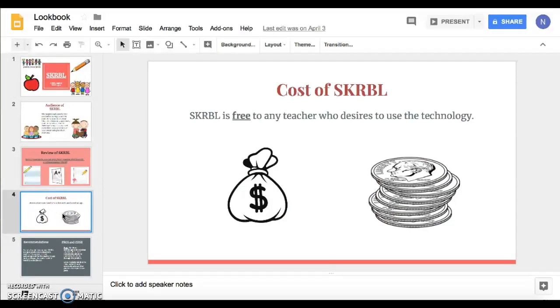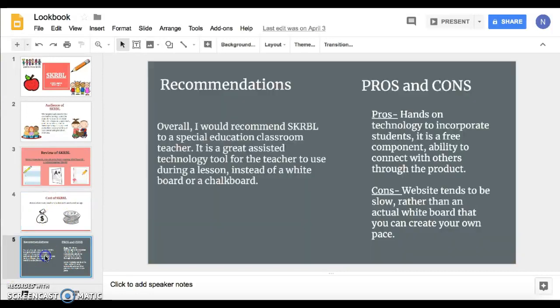SKRBL is free to any teacher who wants to use it, and I think that as I was doing my observations this semester, I had conversations with teachers about how they always have to pay out of pocket for things, and I think that it was really awesome that this assisted technology was free, and so teachers didn't have to go out of their way to acquire it. They could just get online during a lesson and use it. So I thought that was really awesome.